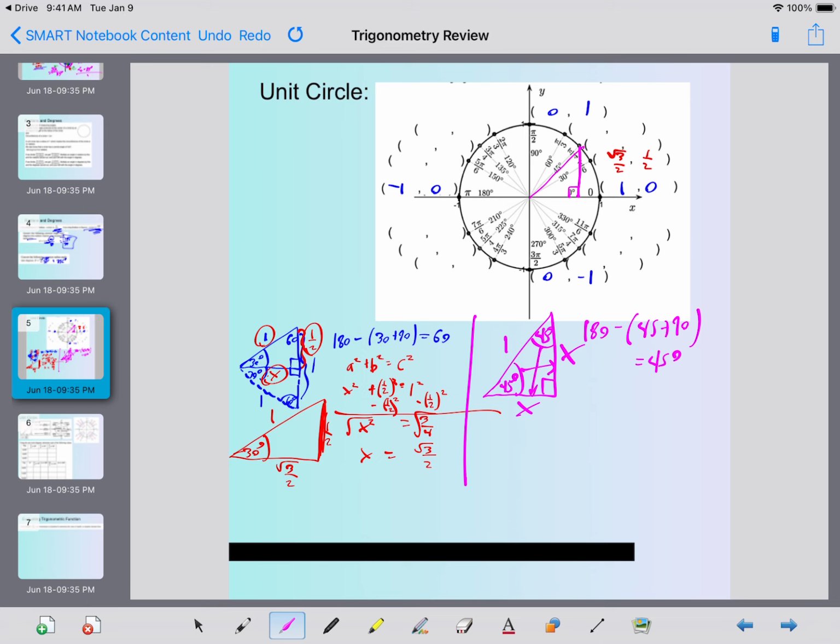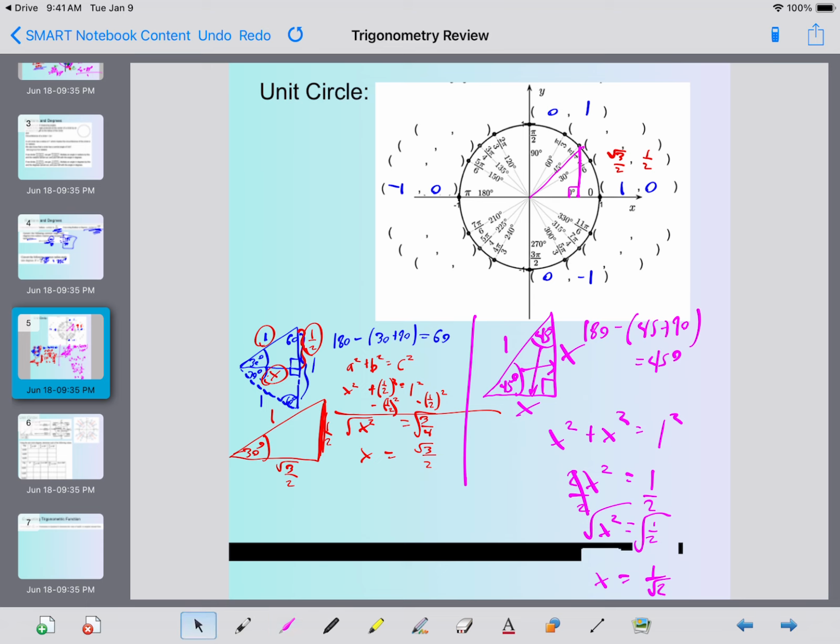So we could use Pythagorean's theorem, a squared plus b squared equals c squared. X squared plus x squared equals 1 squared. That's just 2x squared equals 1. Divide by 2. X squared equals 1/2. Square root of both sides. X equals the square root of 1, which is 1, over the square root of 2, which is radical 2.